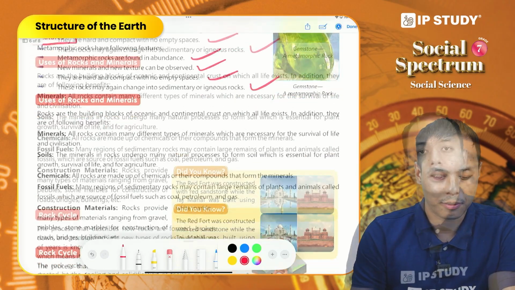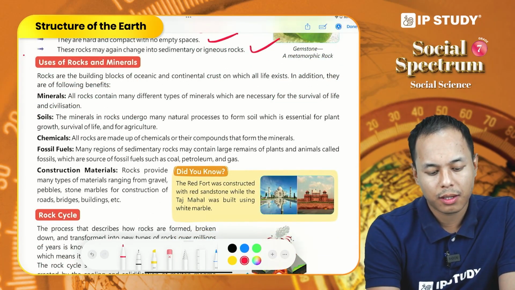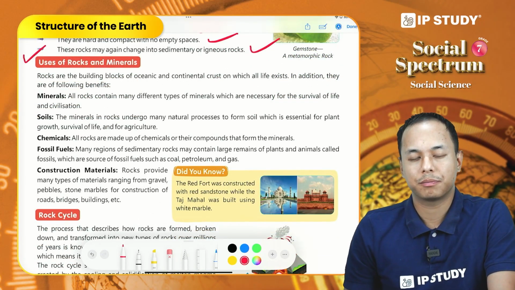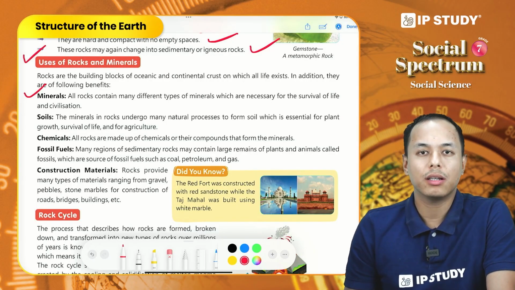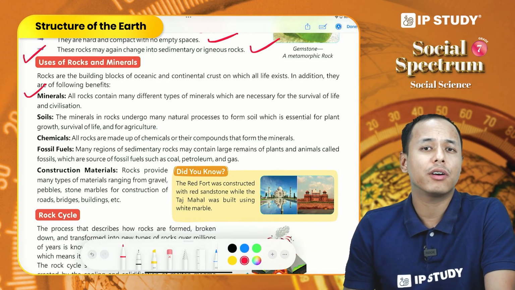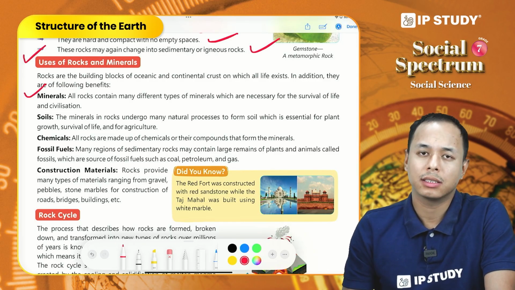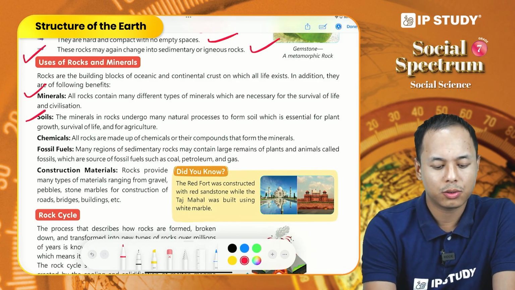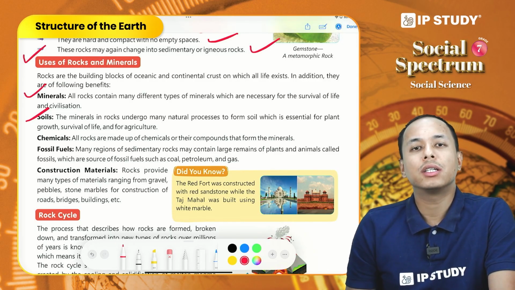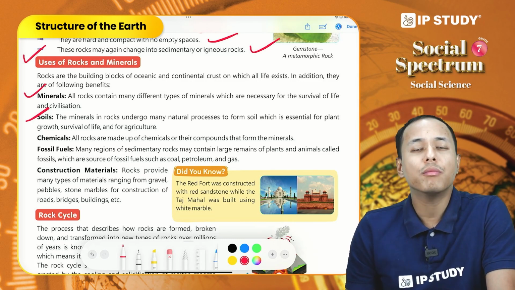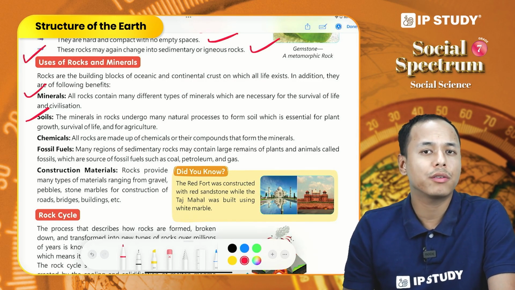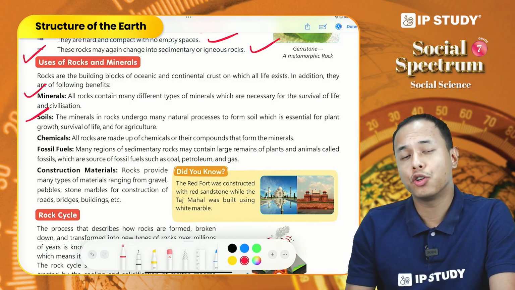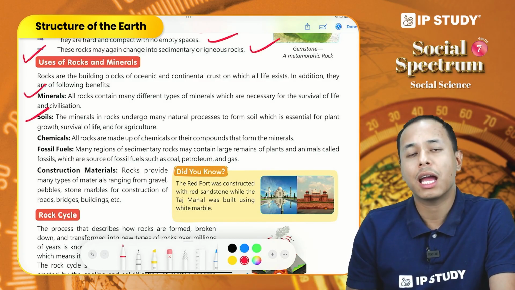Okay, so now let us discuss uses of rocks and minerals. Firstly, all rocks contain different types of minerals which are very essential for existence of life and civilization, right? Secondly, soil. All minerals undergo a natural process to form soil over a long period of time, and soil is very important for the growth of plants, for humans also, right? For agriculture and so on.